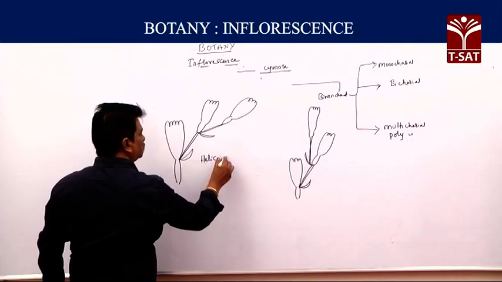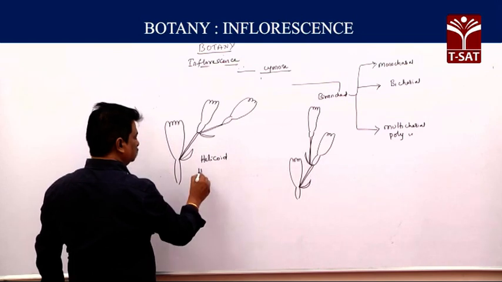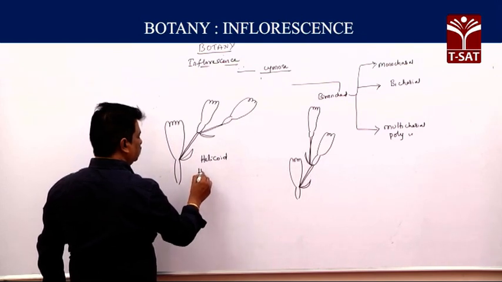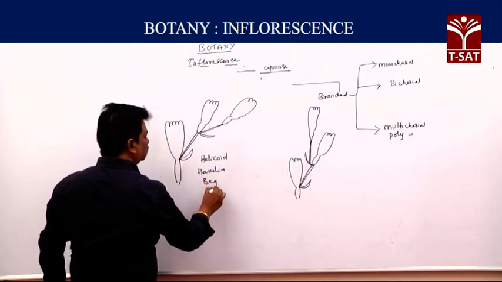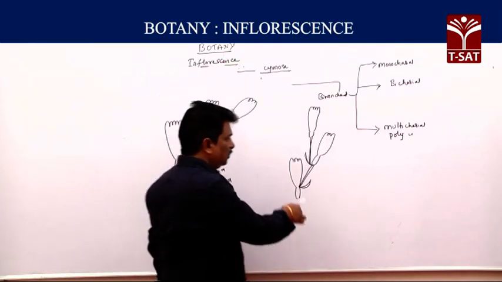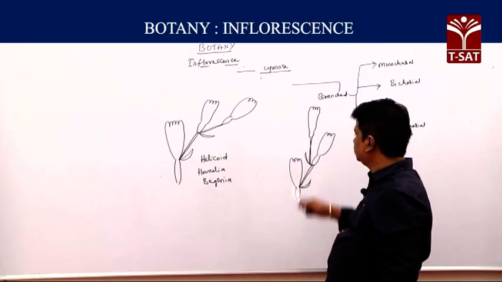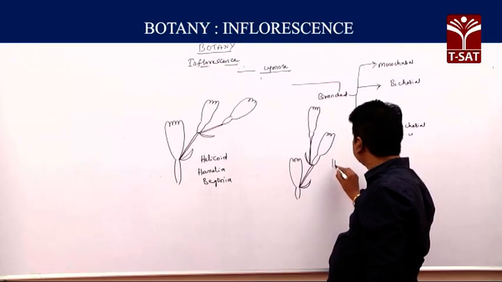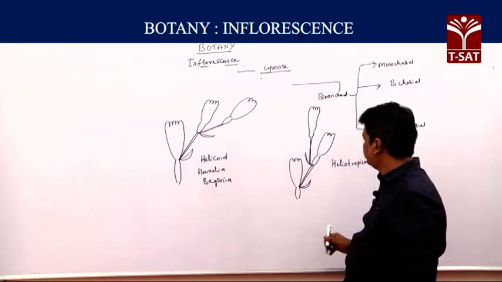If flowers are produced on the same side, it is called helicoid. Example for helicoid, Hamelia and also Begonia. And the second one, scorpioid. In scorpioid, the flowers are produced alternately or in zigzag type. So if flowers are produced alternately or in zigzag type, it is called scorpioid.